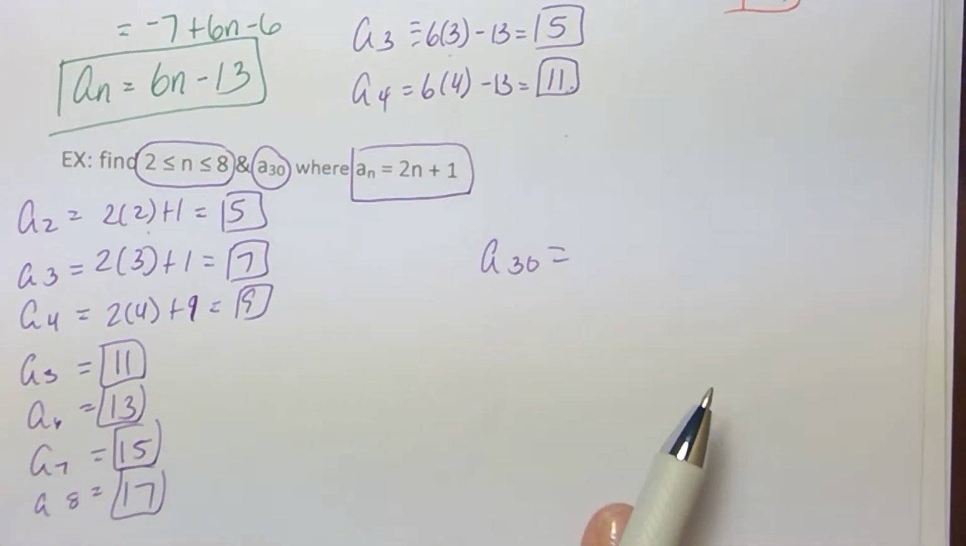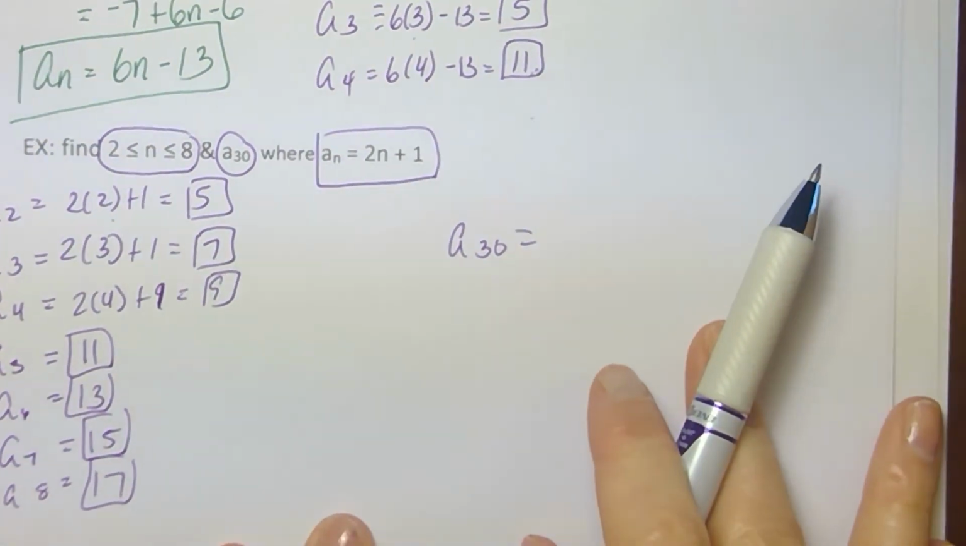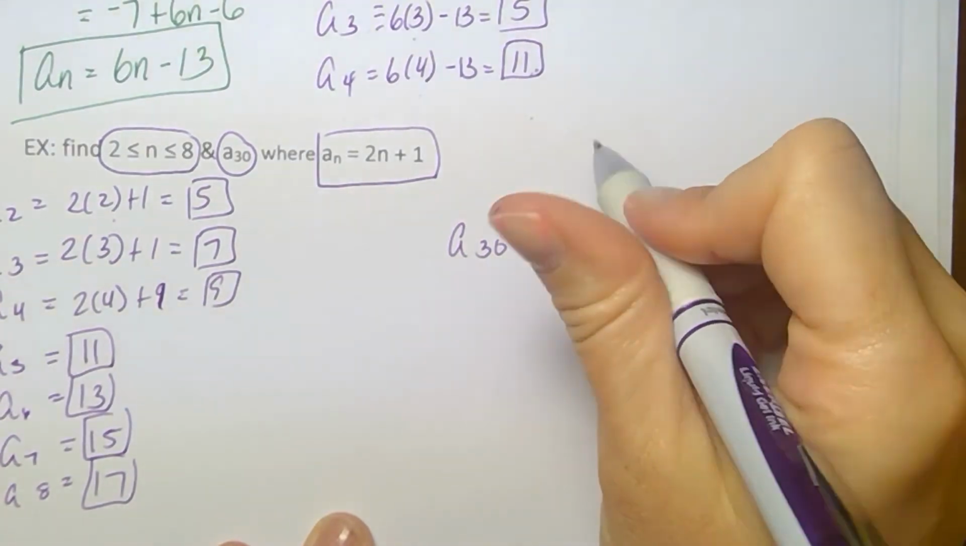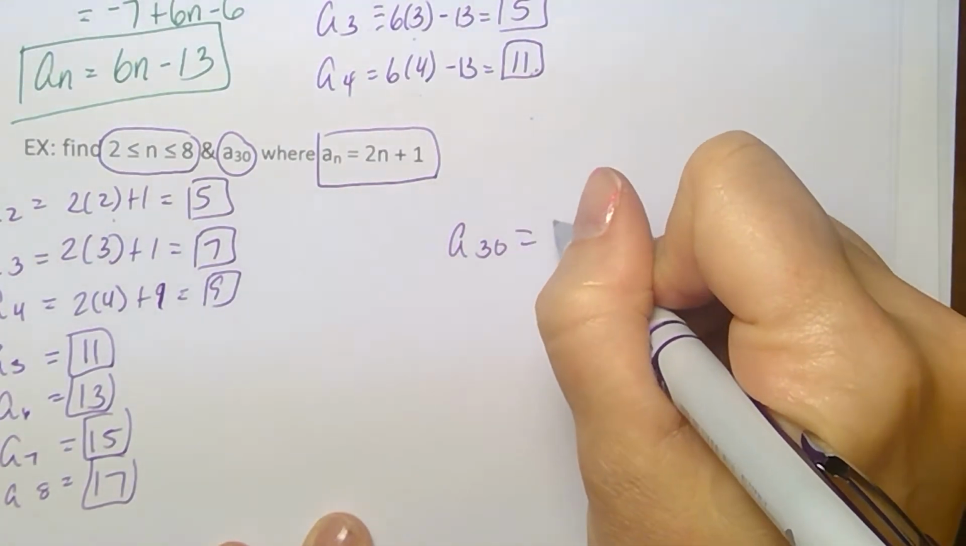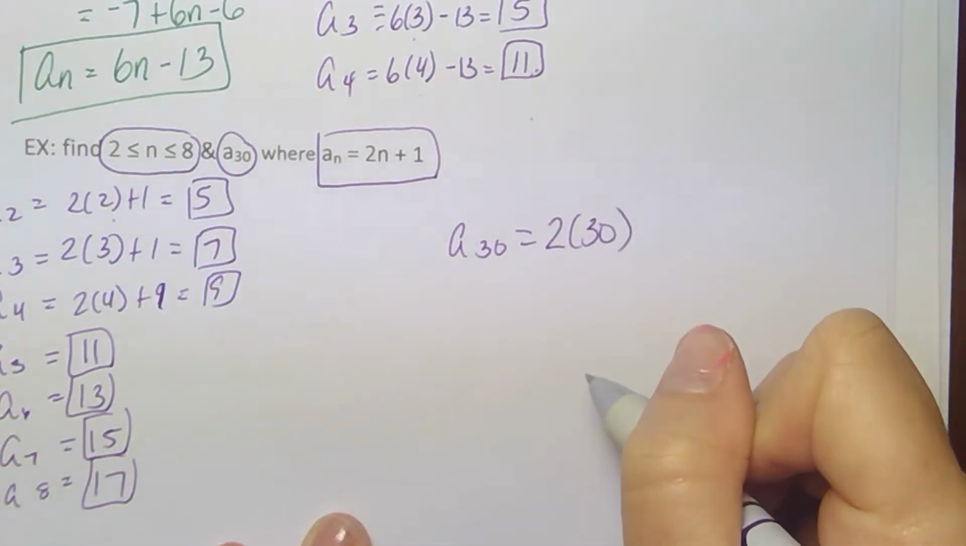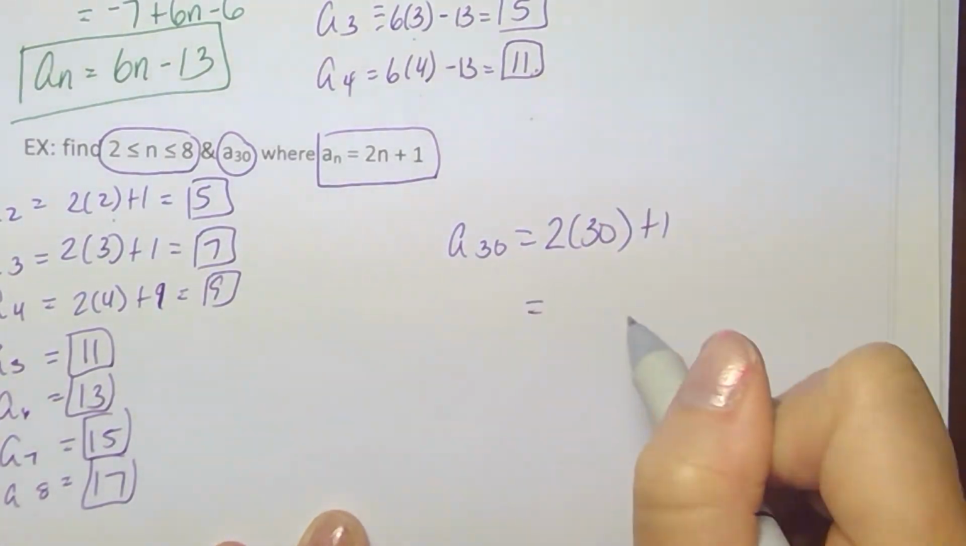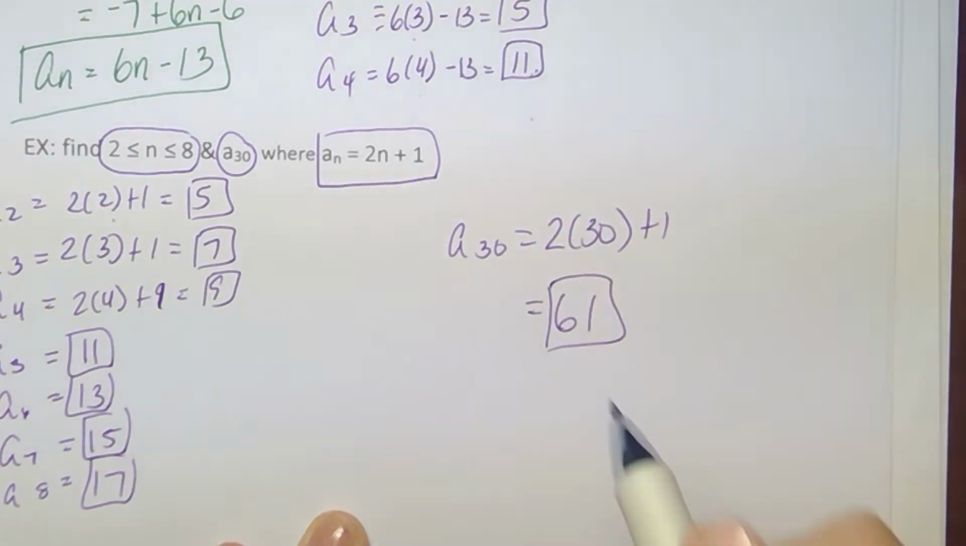I'm not going to do that adding on business to get to the 30th term because I would have to go from the 9th term all the way to the 29th term, and I don't want to do that. For the 30th term, I am going to use that general term, and I'm going to plug in 30 for n, add 1. So my 30th term is going to be 61.